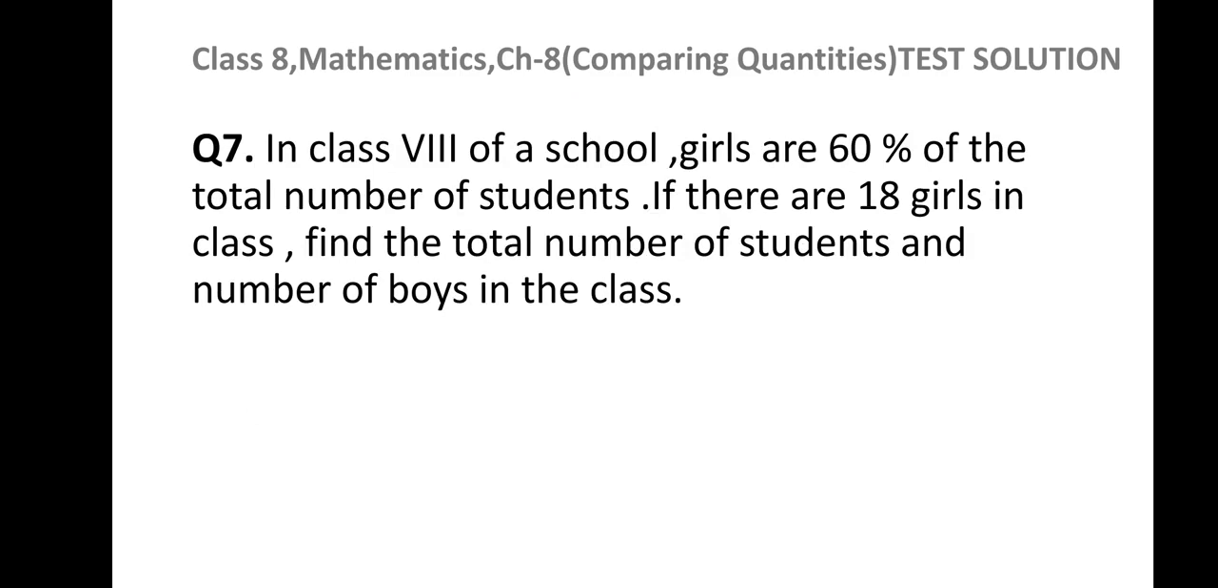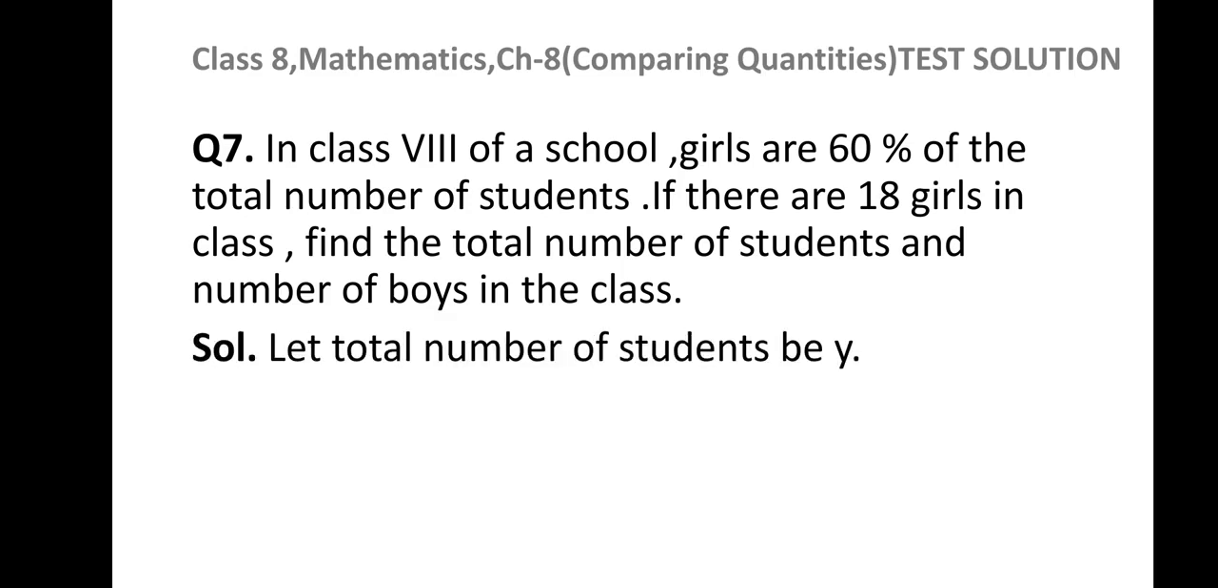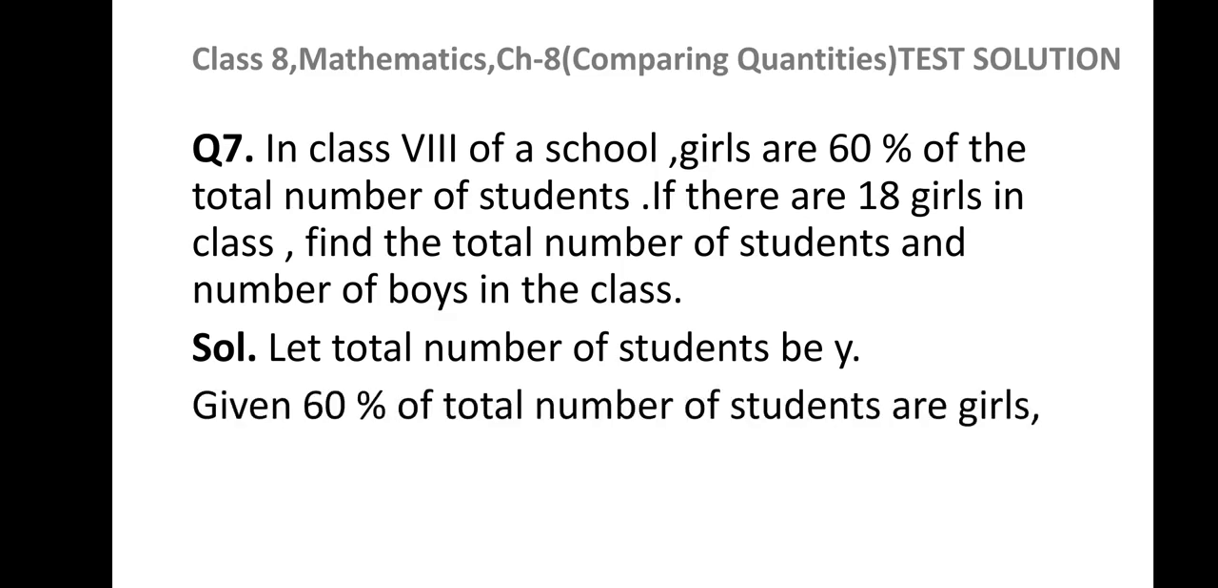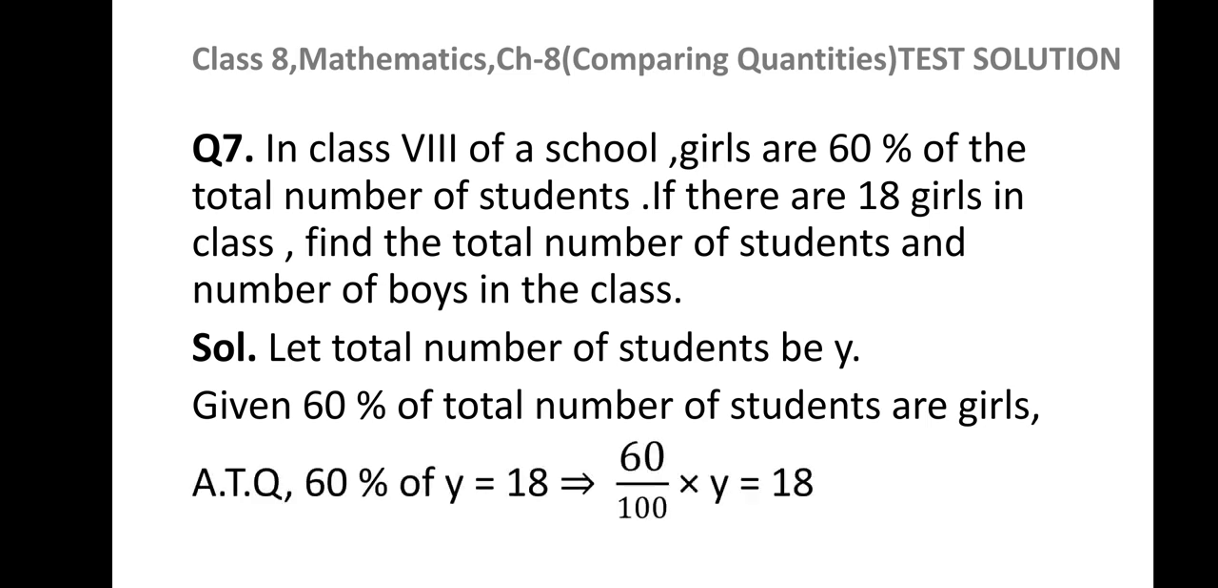Question number 7. In class 8th of a school, girls are 60% of the total number of students. If there are 18 girls in class, find the total number of students and number of boys in the class. We need to find the total number of students and total number of boys in the class. 60% of the total number of students are girls, and there are 18 girls in the class. Let total number of students be Y. Given that 60% of the total number of students are girls, so 60% of Y is equal to 18.